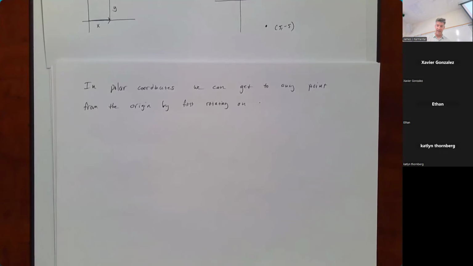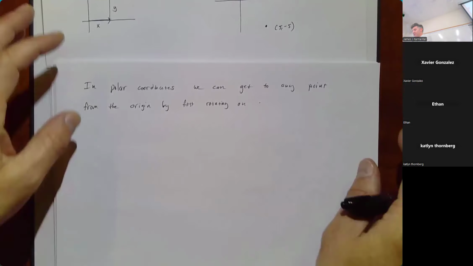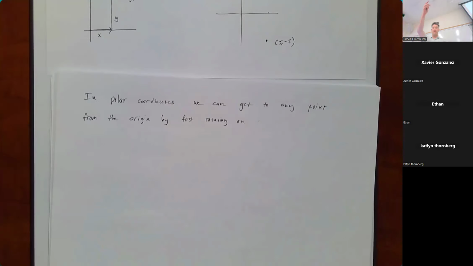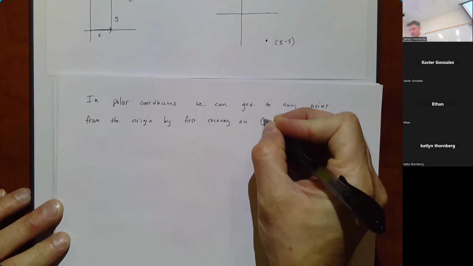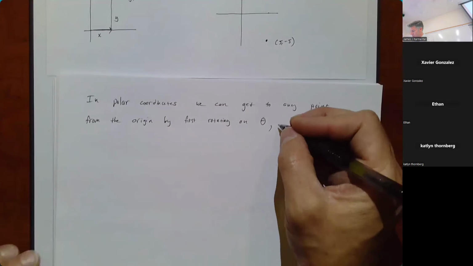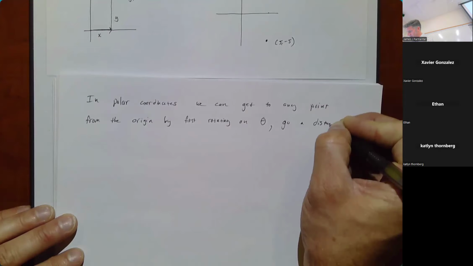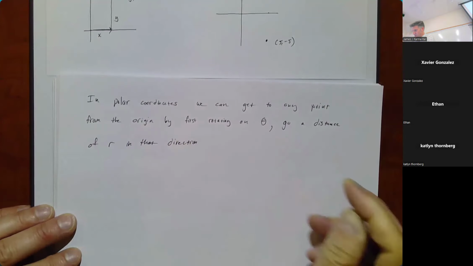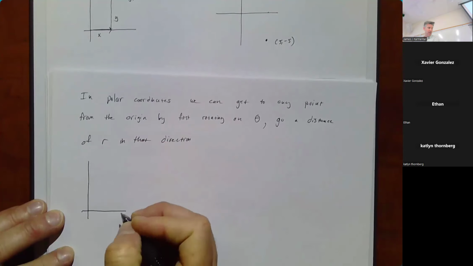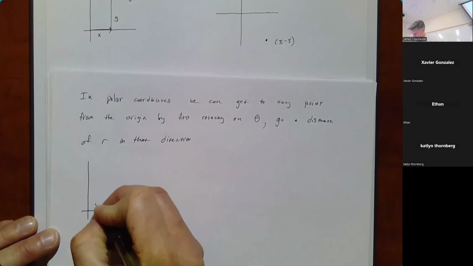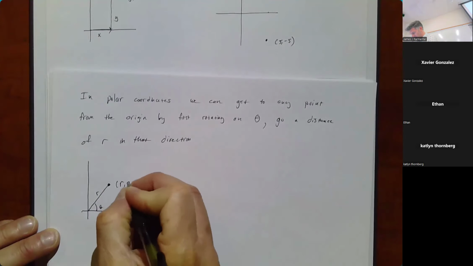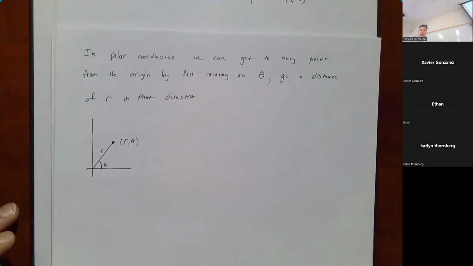So as I was trying to say, polar coordinates. Cartesian coordinates, you go over and up. Polar coordinates, you instead get the angle towards your point first and then go how much you want to go in that direction. So first rotate an angle, typically denoted by theta, and then we go a distance of r in that direction. So to get to a similar looking point, we could say we're going to go an angle of theta and then a distance of r. And that point there we would call r comma theta. It is typical to list the r value first and the angle value second.